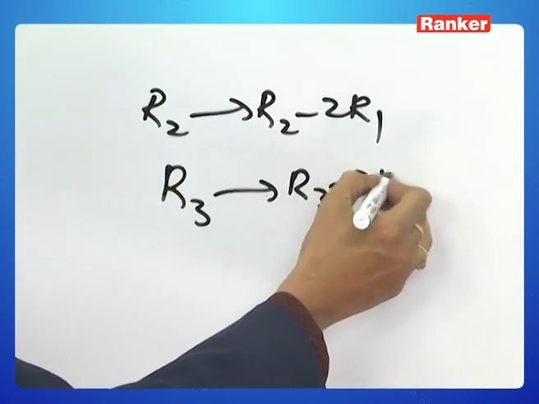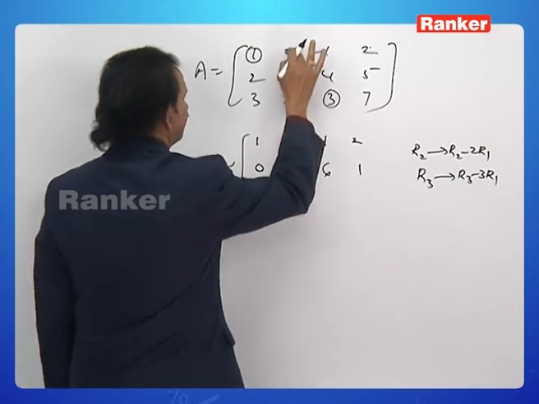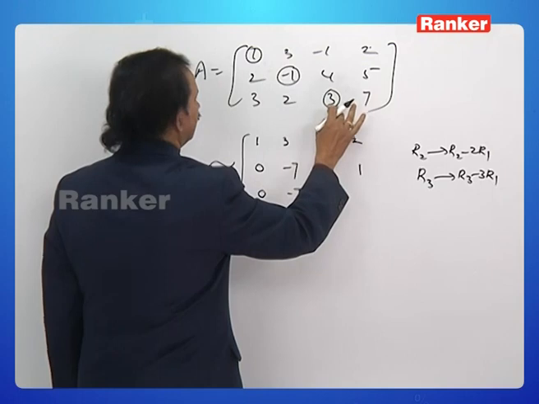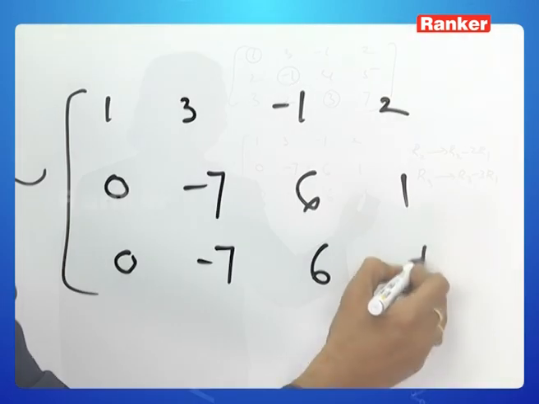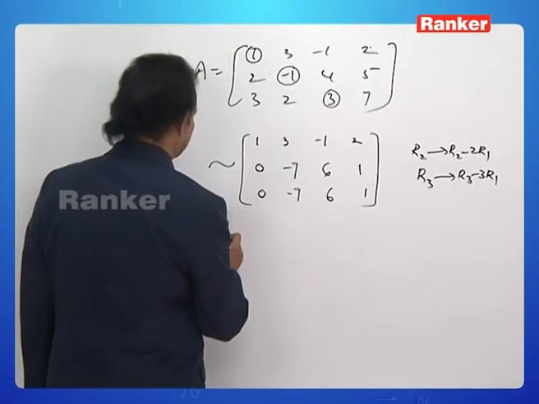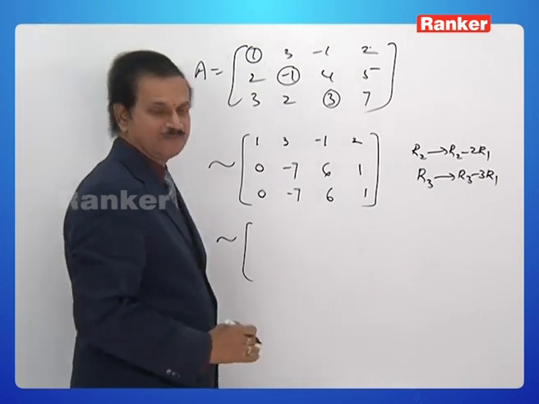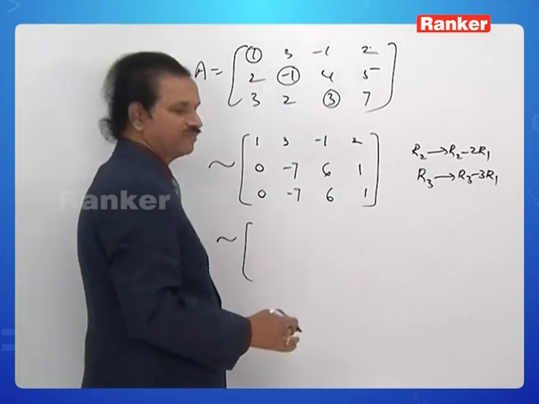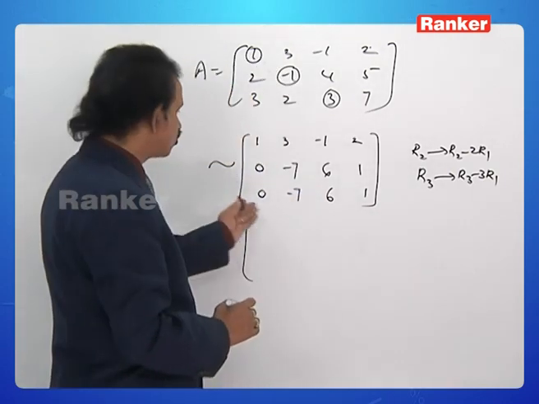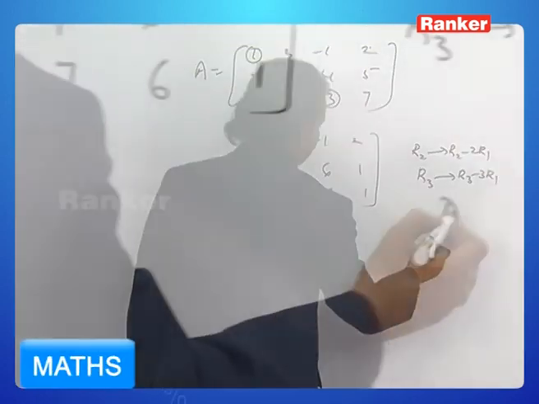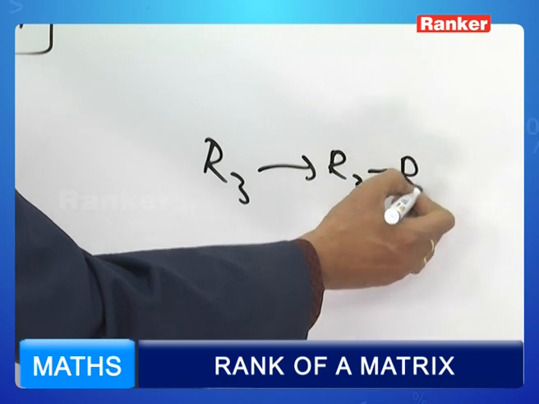R3 minus 3 R1. 3 minus 3. 2 minus 9. 3 minus of minus 3. 7 minus 6. Good. Luckily, we could have observed that these 2 rows are with same elements. Now you come to the last row, third row, you change it. R3 changed as R3 minus R2.